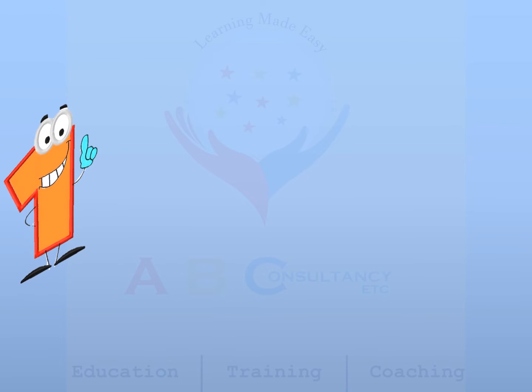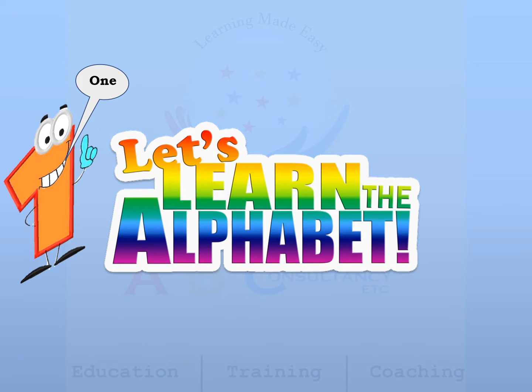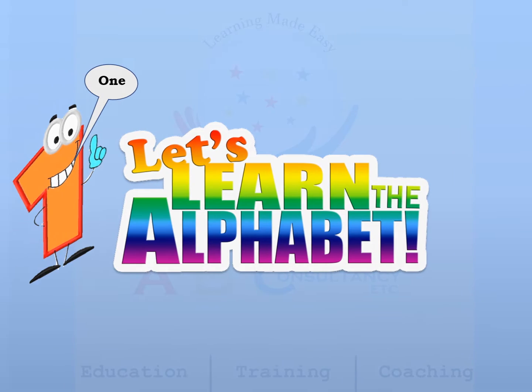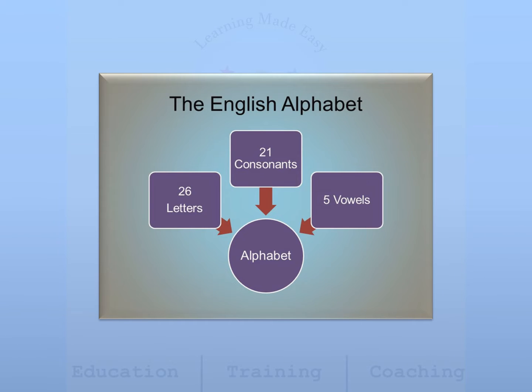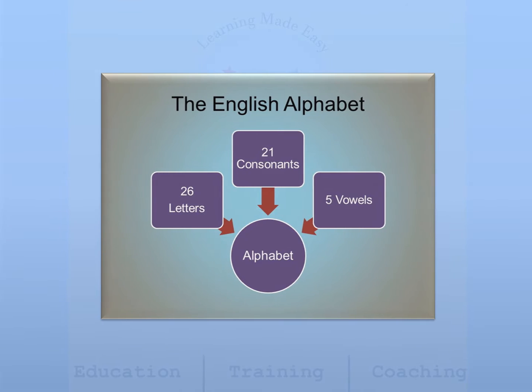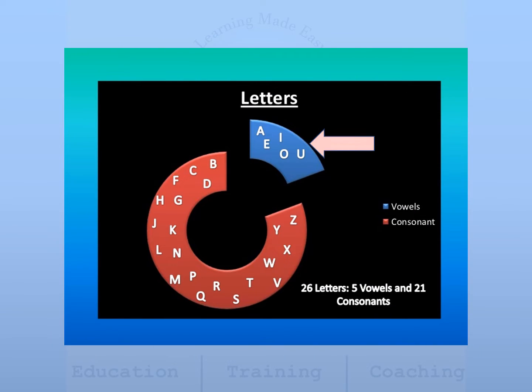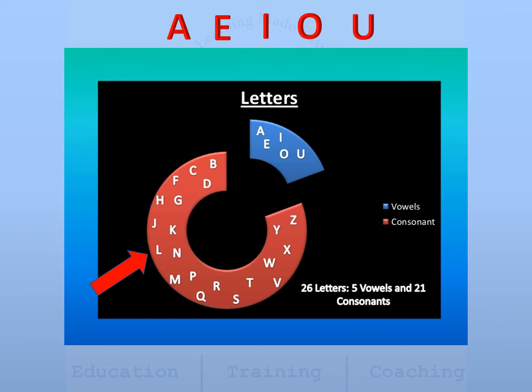To read, we need to first learn the alphabet. The alphabet is the building blocks for reading. The English alphabet has 26 letters, 21 consonants, and 5 vowels. The vowels are A, E, I, O, U, and the other 21 letters are consonants.